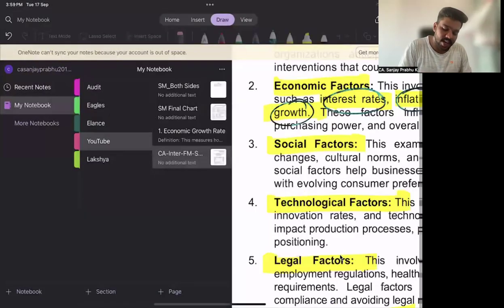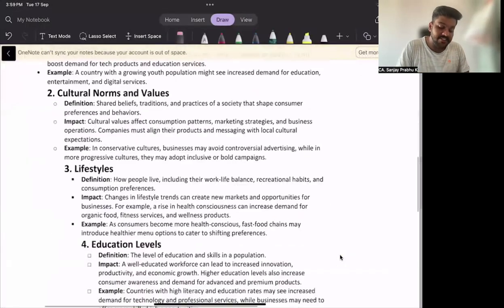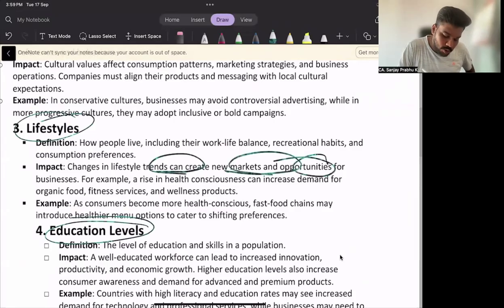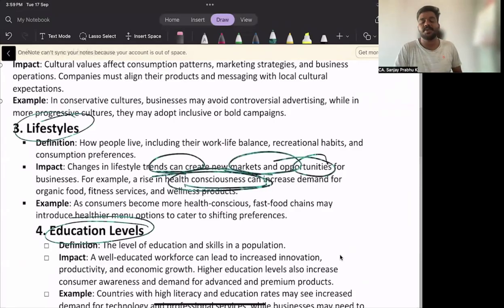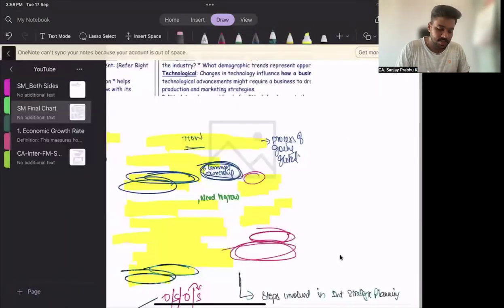Then come social factors. സോഷ്യൽ ഫാക്ടേഴ്സ് പറയുമ്പോൾ എന്തൊക്കെയാ വരിക? ലൈഫ് സ്റ്റൈൽ, ആൾക്കാരുടെ എഡ്യൂക്കേഷൻ ലെവൽ, changes in lifestyle trends can create new market opportunities. Say for example, increase in health conscious people. ഇന്നത്തെ ആൾക്കാർ കൂടുതൽ ഹെൽത്ത് കോൺഷ്യസ് ആണ്. പഴയ ആൾക്കാരെക്കാൾ ഇപ്പോൾ സൊസൈറ്റിയിൽ വന്നിട്ടുള്ള ചേഞ്ചസ് ആണ് സോഷ്യൽ ചേഞ്ചസ്.